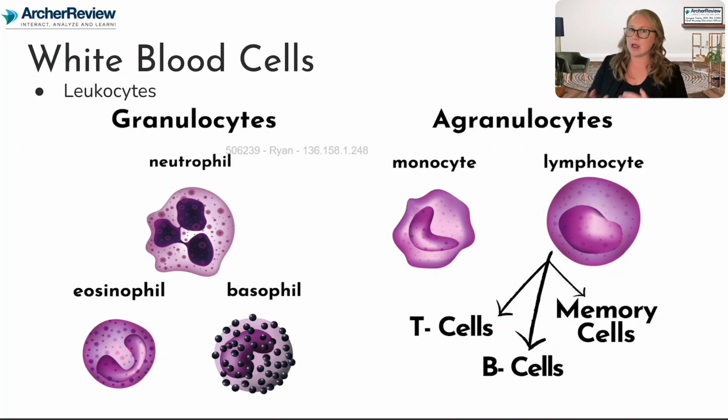Now, next, you see the agranulocytes, okay? So remember, A means without. Anytime you see that prefix, we're doing without something. Agranulocytes without those granules. So these are your monocytes and lymphocytes. And then lymphocytes can differentiate into a few different types of cells. You've probably heard of these guys before: the T cells, B cells, and then we have those memory cells.